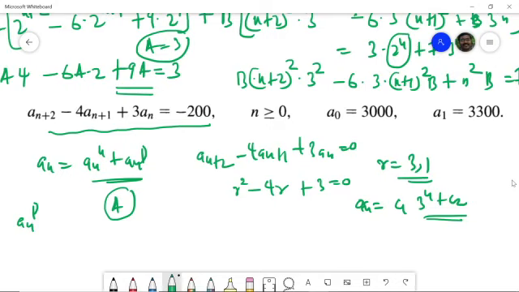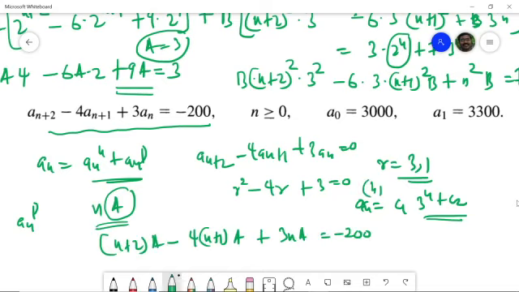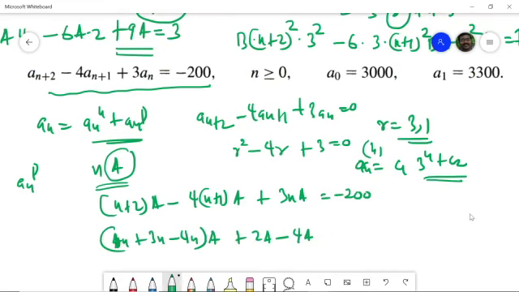When you substitute in this given equation, it will be (n plus 2) into a minus 4 (n plus 1) into a plus 3 into n into a is equal to minus 200. From this you can find the value of a. You will have a into (n plus 3n minus 4n), so this will get cancelled out, and you have plus 2a minus 4a. This is equal to minus 200, so we have minus 2a is equal to minus 200, so your a would be equal to 100. So the solution is nothing but 100n.